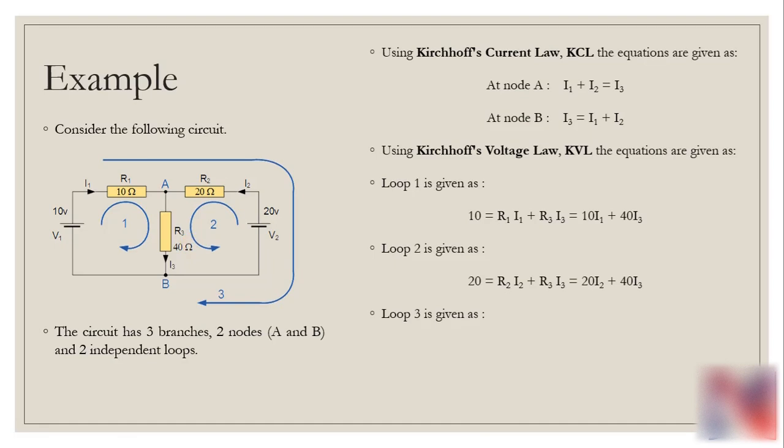The loop 3, which is the main loop, its equation can be written as 10 minus 20 is equal to 10 I1 minus 20 I2.